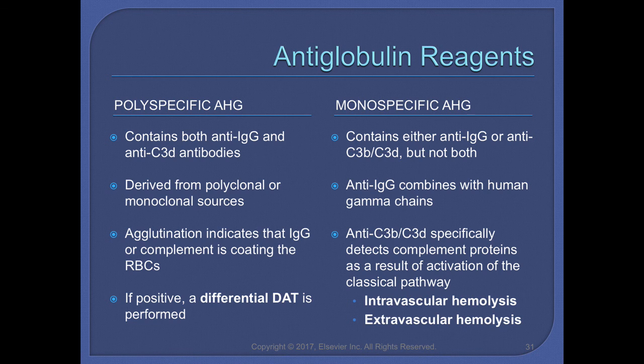Monospecific AHG reagents are used in the investigation of a positive DAT to determine the nature of the molecules that are attached to the red blood cells. These monospecific AHG reagents are prepared by separating the specificities of the polyspecific AHG reagents into individual sources of anti-IgG and anti-C3d or anti-C3b.